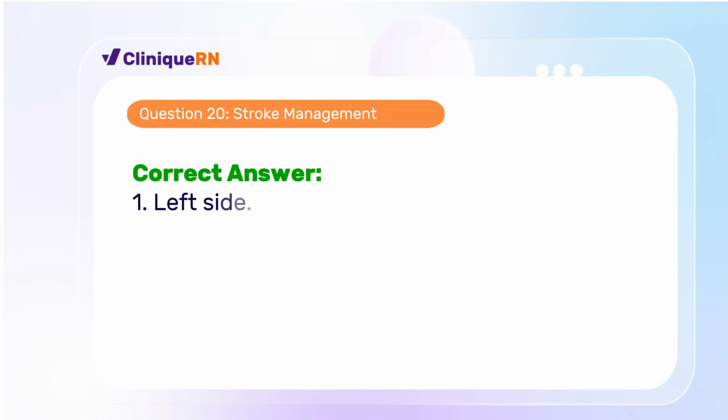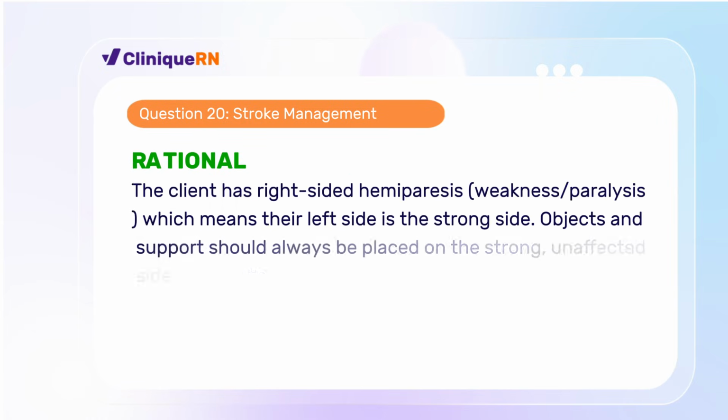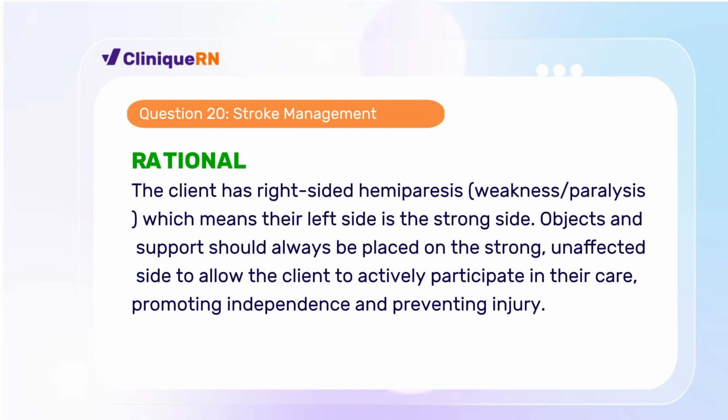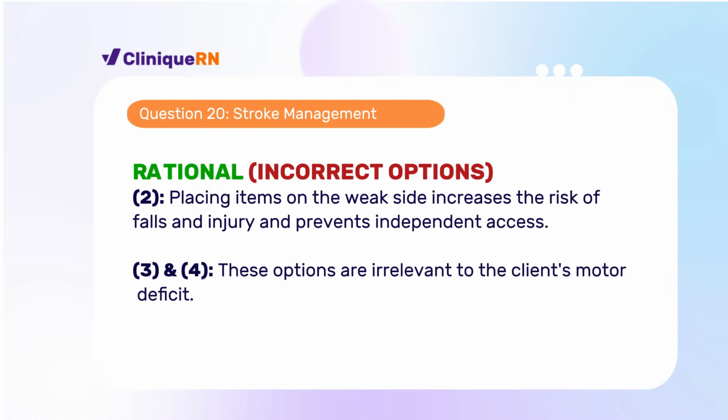The correct answer is 1. Left side. Rationale. The client has right-sided hemiparesis, weakness or paralysis, which means their left side is the strong side. Objects and support should always be placed on the strong, unaffected side to allow the client to actively participate in their care, promoting independence and preventing injury. Incorrect options. 2. Placing items on the weak side increases the risk of falls and injury and prevents independent access. 3 and 4. These options are irrelevant to the client's motor deficit.